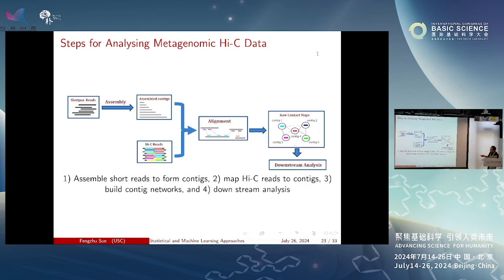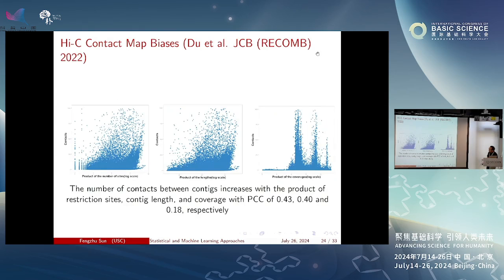But is this true or not? So now what you see here is the relationship between the count, the number of links between two contigs, and the product of the length, the number of restriction sites, and the coverage. And then you can see there is some increasing trend there.